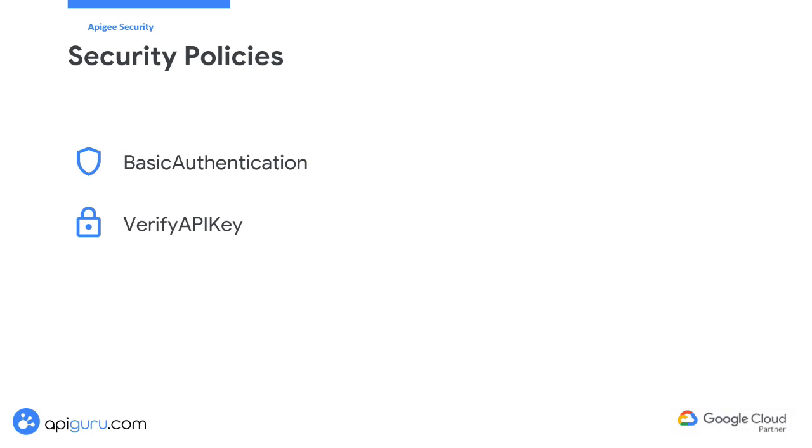The verify API key policy enforces the verification and validation of API keys at runtime. It allows only applications with approved API keys associated with your API products to access your APIs. We recommend using this policy when you want a simpler form of authentication using API keys. This is less complex but also less secure and flexible compared to OAuth.